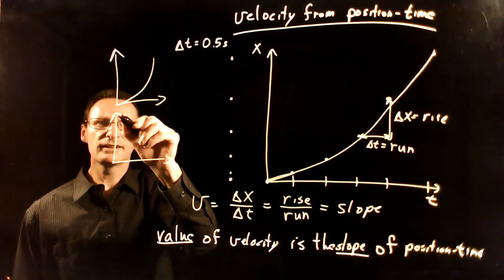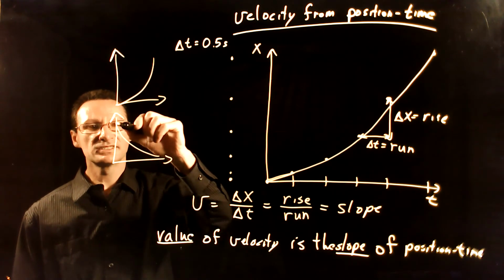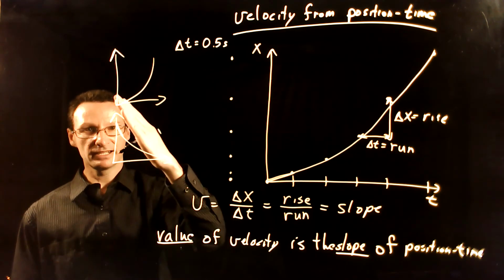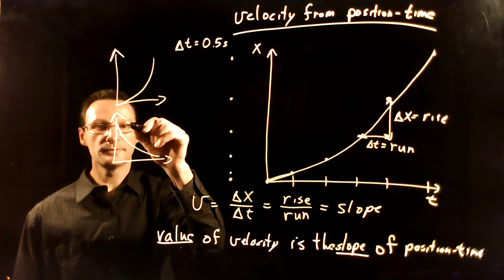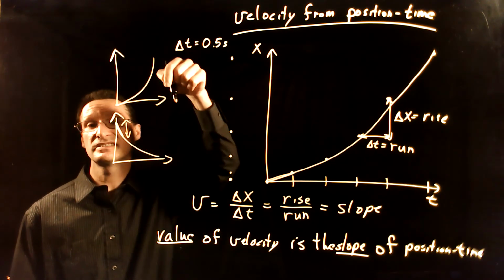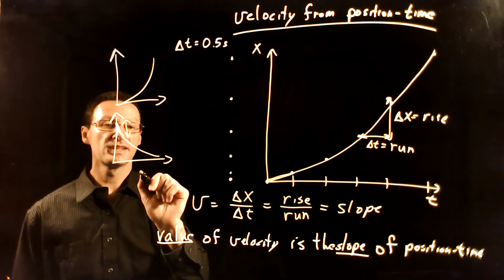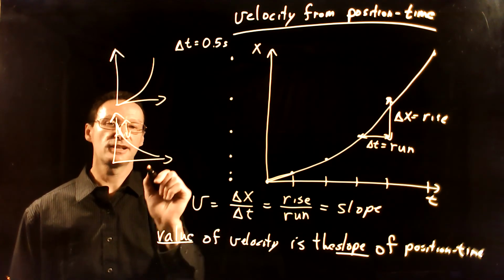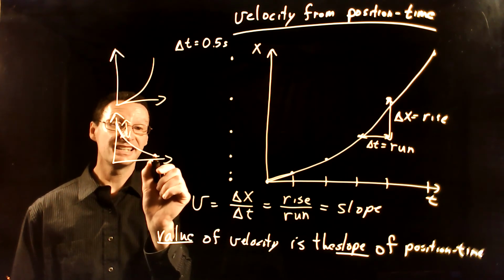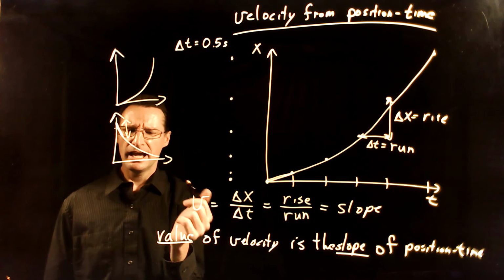How would I get a negative velocity? Well, a negative velocity would be a negative slope, and so this one would have a negative slope. The rise in that case is negative because it's decreasing. It's getting closer to 0. So this is a negative velocity that is getting less steep, so that velocity is going towards 0.